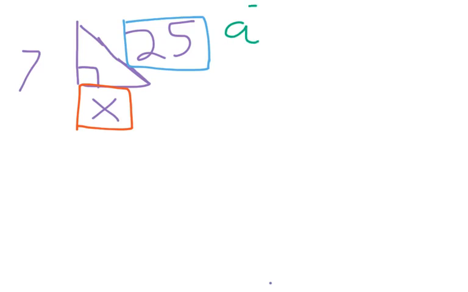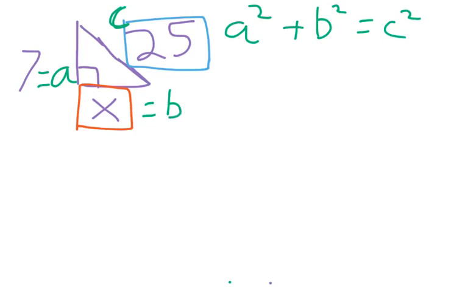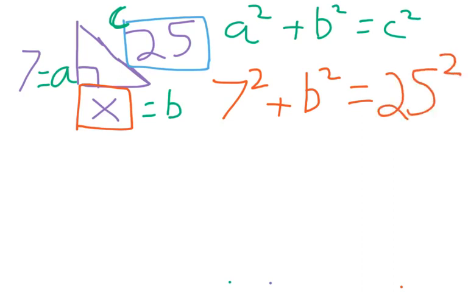Now remember, my formula is a squared plus b squared equals c squared. And c is always that side of the triangle, the hypotenuse, that's across from the perfect corner. And then remember, it doesn't matter which one of these you want to make A or which one you want to make B. So for this one, I'm going to say that 7 is A. So I'm going to put 7 squared plus B squared equals, and then my C squared is 25, so 25 squared.